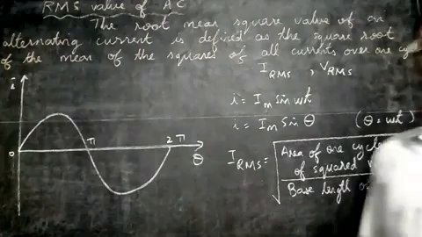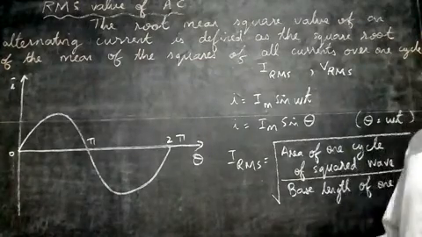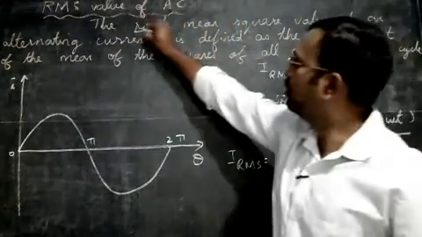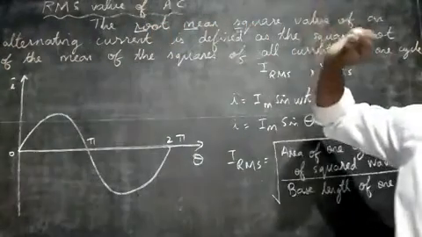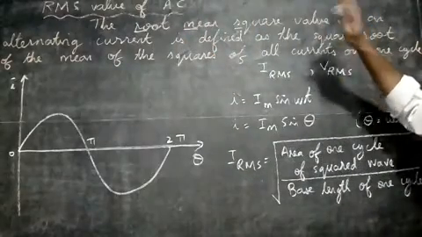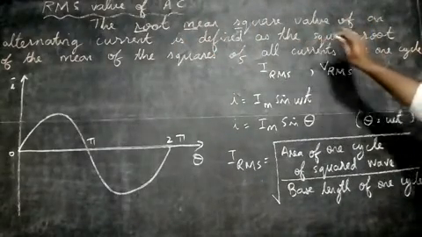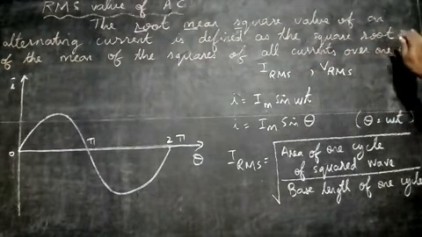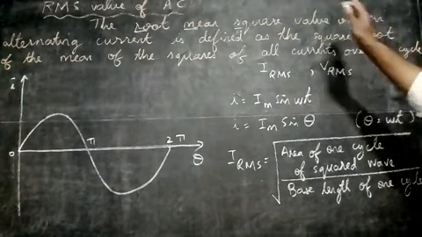Let us now study the RMS value of AC. So RMS means what? It means root mean square. So the root mean square value of an alternating current is defined as the square root of the mean of the squares of all the currents over one cycle. This is the definition here. We'll see how it comes.